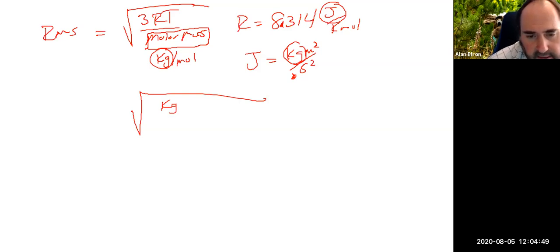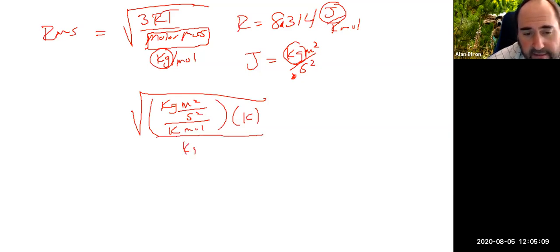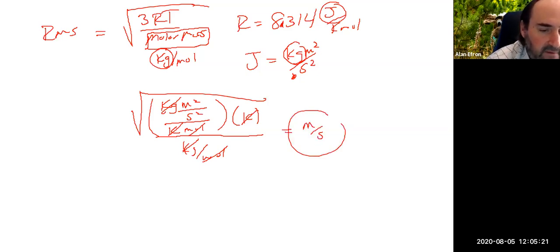Kilograms meter squared per second squared, and then you also have your Kelvin and your mole. And you're going to multiply that by Kelvin, which is the temperature. And then if we take our kilograms per mole and do a whole bunch of canceling, kilograms cancel, kelvins cancel, moles cancel. When we take the square root of our meter squared over second squared, we end up with a velocity in the units of meters per second.